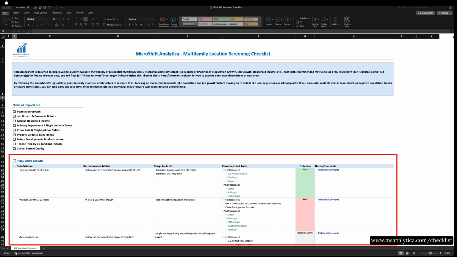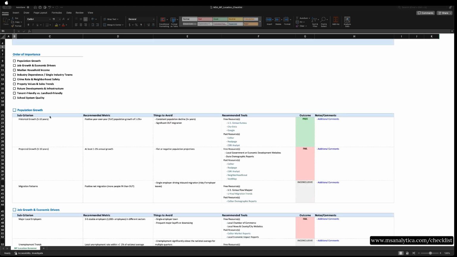each of those criteria by the recommended metric that you're looking for, things to avoid, so those are your red flags, recommended tools you can use to pull up data, and the last part is your outcome. You can select either pass, fail, or inconclusive, and add any additional comments for your team. The idea behind this checklist is to help you focus only on the deals that meet your criteria.